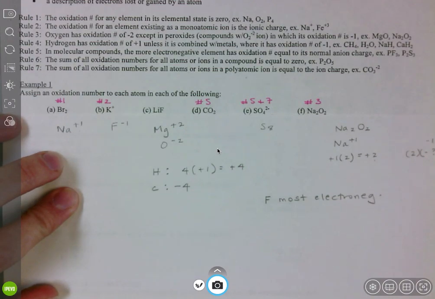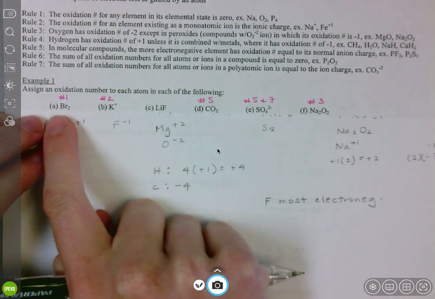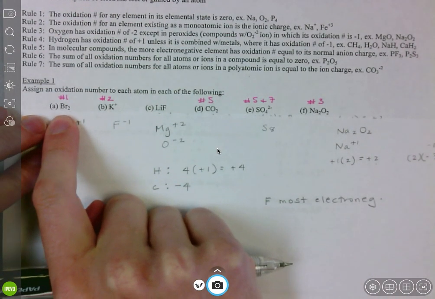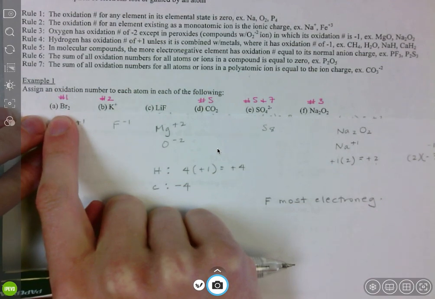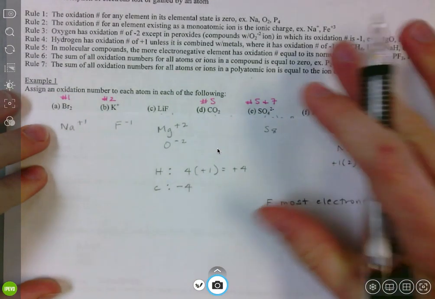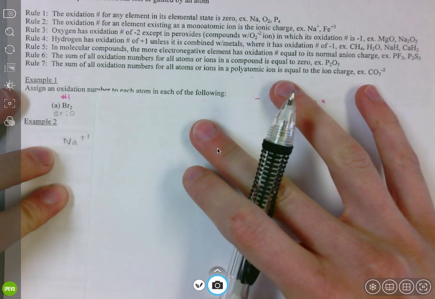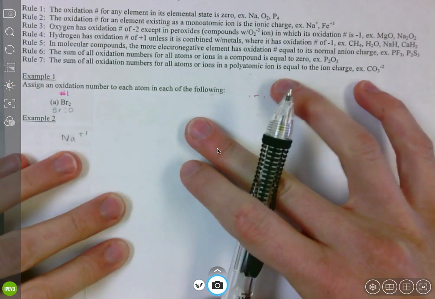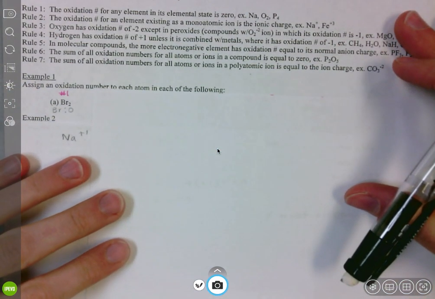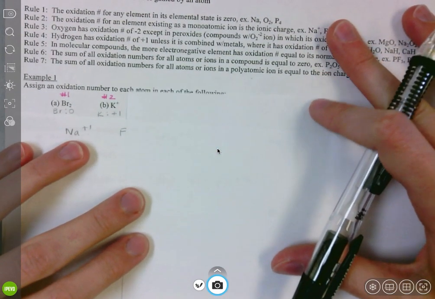So example number 1, assign an oxidation number to each atom in the following. So our first one that we're looking at is Br2. So bromine, if it's by itself, it's going to show up as diatomic. So that means that we have an oxidation number there of 0 because it's in its elemental state. Diatomic is considered elemental.